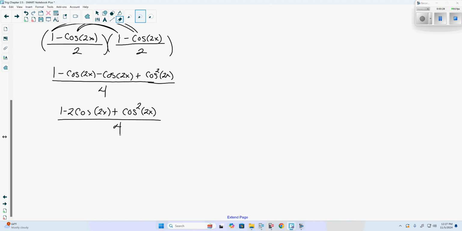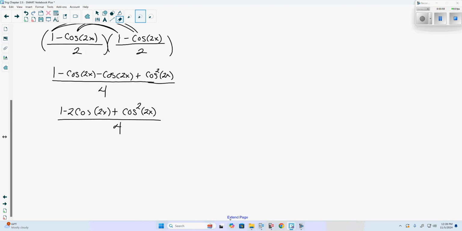Questions on this here? Well, we do have this all in terms of cosine, yes? Do we have any exponents left? Yeah, we have cosine squared, yes? So we need to reduce it further. We need to make sure we do not have any exponents left.